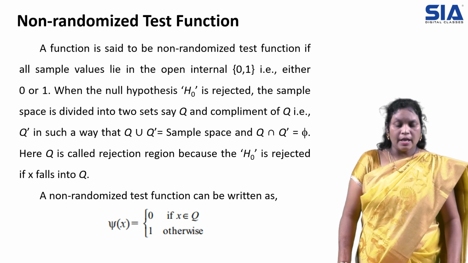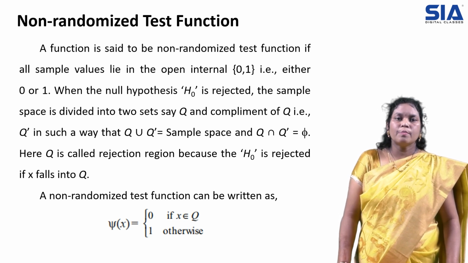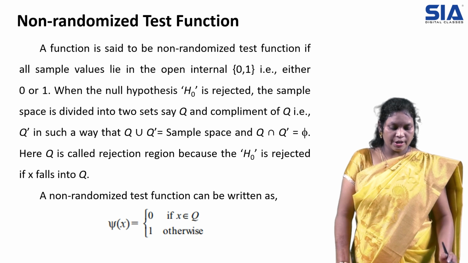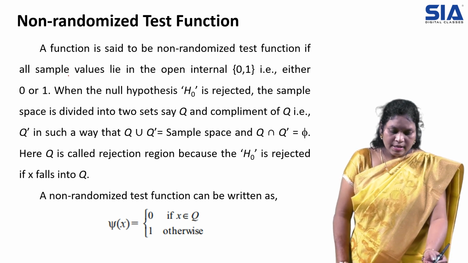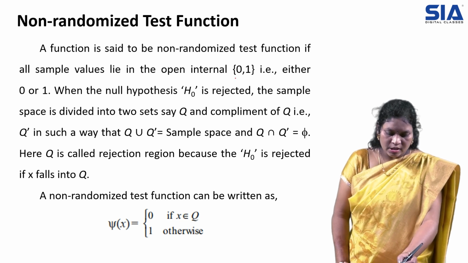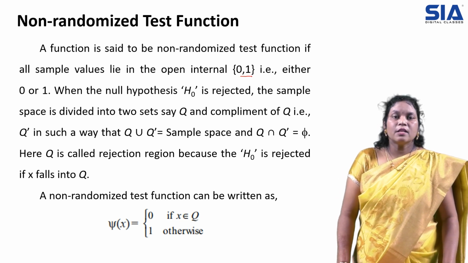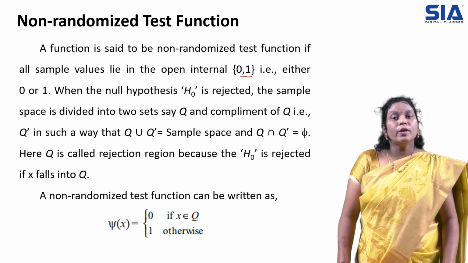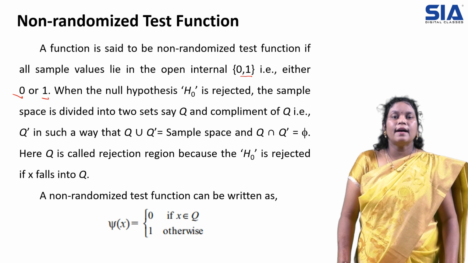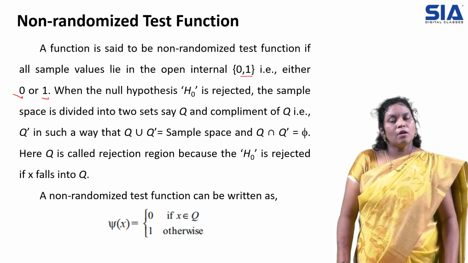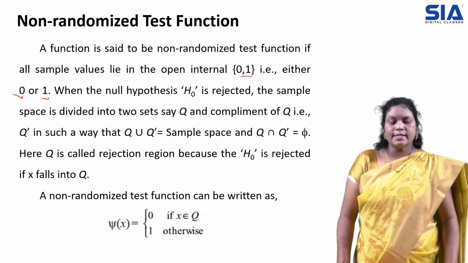Non-randomized test function. So now let us check how the non-randomized function will go on. A function is said to be a non-randomized test function if all the sample values lie in the interval 0 to 1. So again the interval is 0 to 1, but it is an open interval. Now what is an open interval? Let us learn. Either 0 or 1. So directly we'll get the answers as either 0 or 1. So that is what we call the open interval.